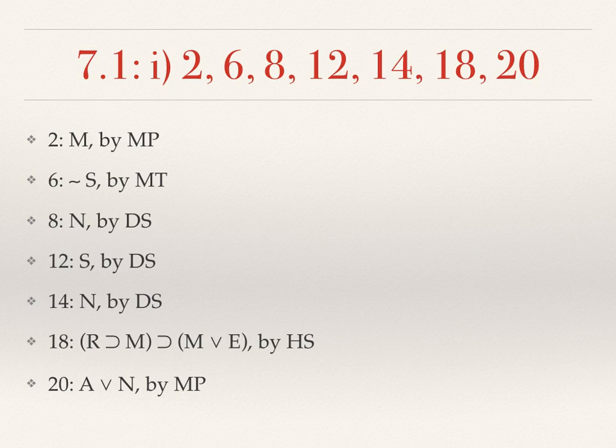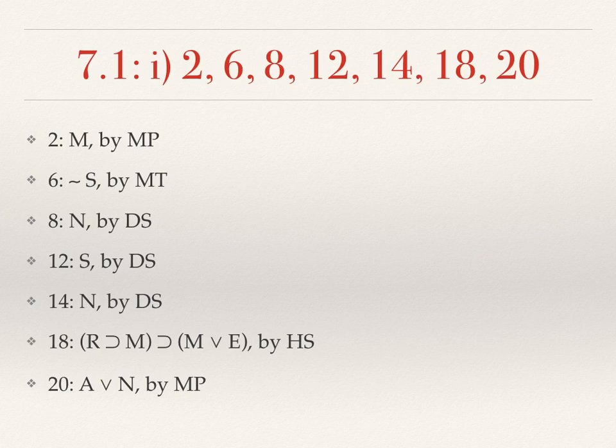For number 6, we have not J or P as the first premise, not J is the second premise, and S implies J is the third premise. The only conclusion that you can draw from these premises is not S by modus tollens.